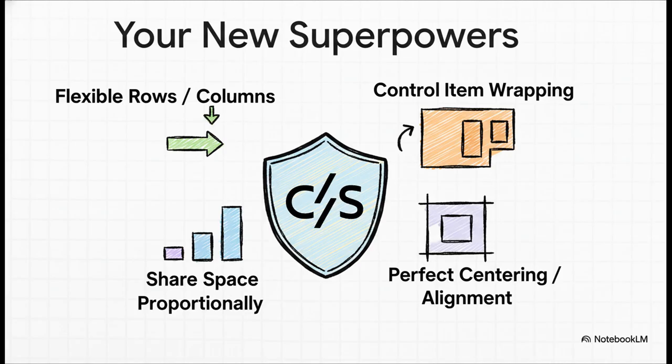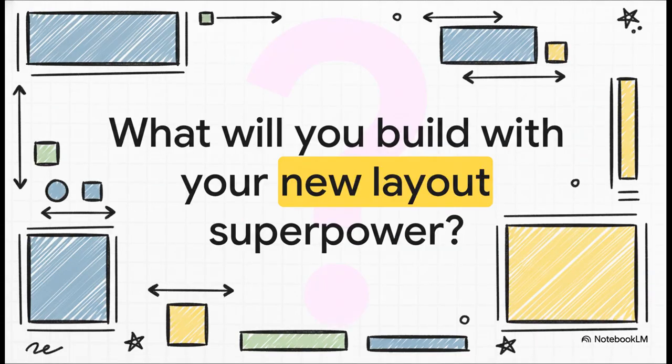So let's just step back and look at what we've learned. You can now create rows or columns in a snap. You can make your items wrap perfectly for any screen size. You can tell them exactly how to share space with each other. And, the big one, you can finally center and align your content with total ease. These aren't just CSS properties. These are basically layout superpowers. And that's really the core of Flexbox. It's incredibly powerful, but it's built on just a few simple ideas.